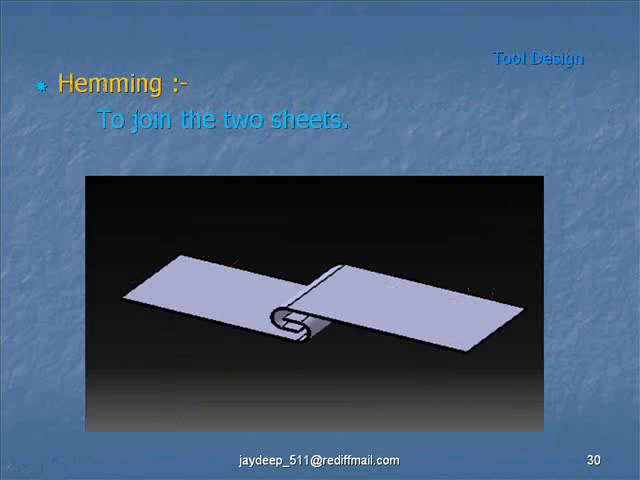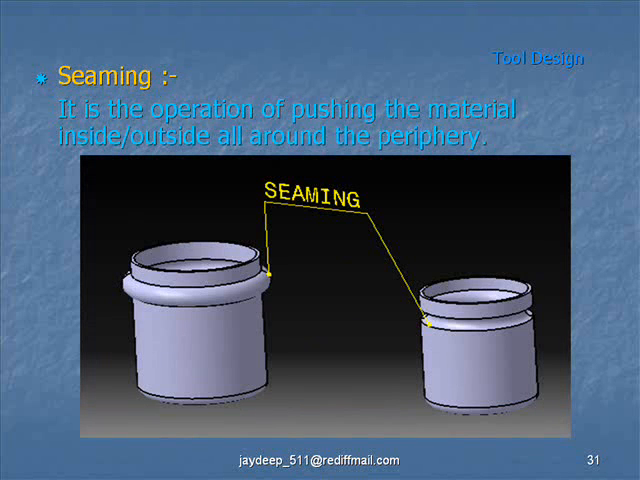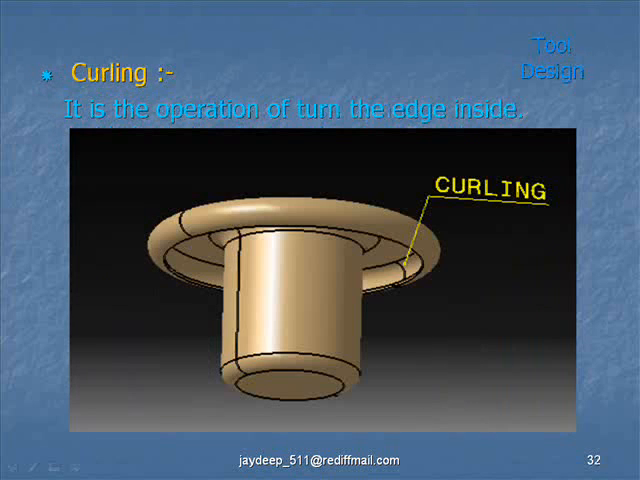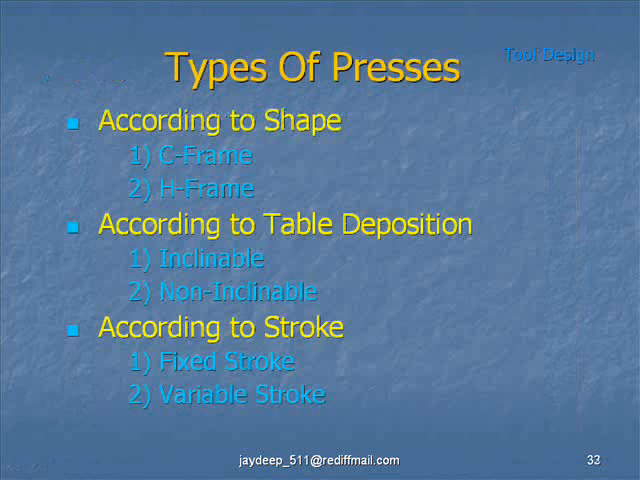Hemming. To join the two sheets. Seaming. It is the operation of pushing the material inside or outside all around the periphery. Curling. It is the operation of turning the edge inside.